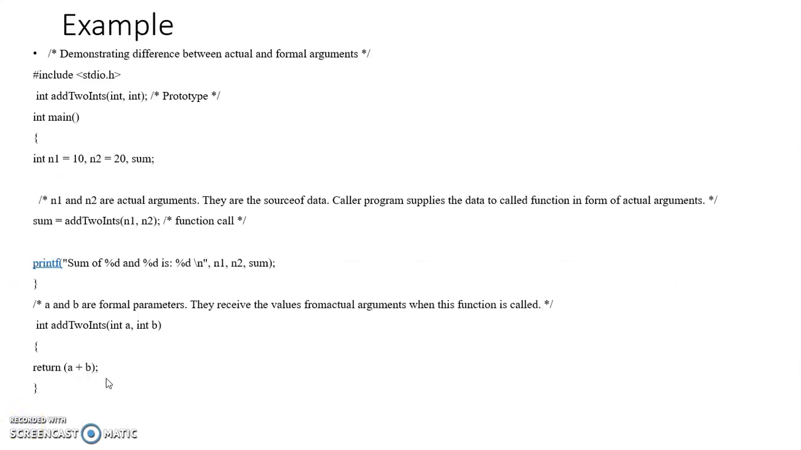So here is an example demonstrating the difference between actual and formal arguments. I am writing a statement in the comment section for every line. You start with the function. My function name is add2ints. Here I am giving the function name as add2ints, and whatever you want, you can give. And what is the type of this function? This is the category with arguments and with return type.